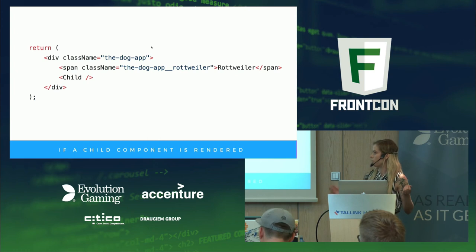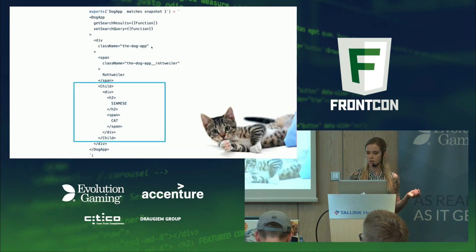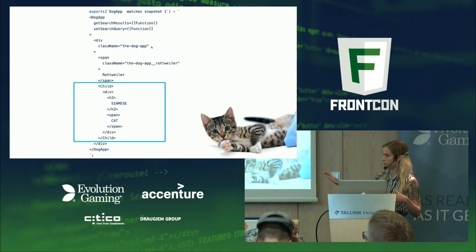Usually your components also have children components. If I add a child in my dog app, in the tests I get everything rendered from the child as well. But I only want to test my dog app in isolation in unit tests.